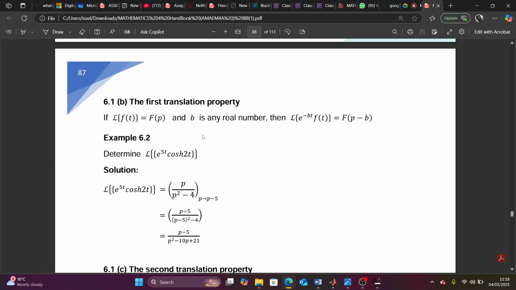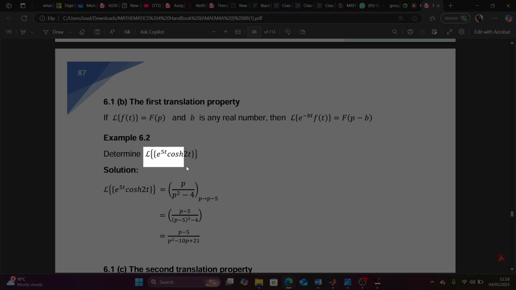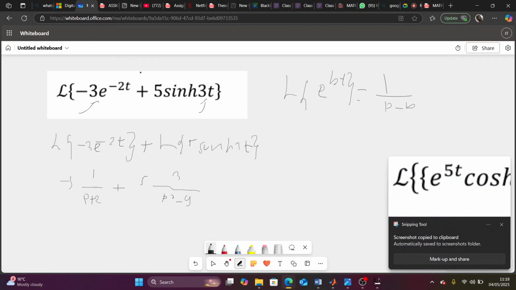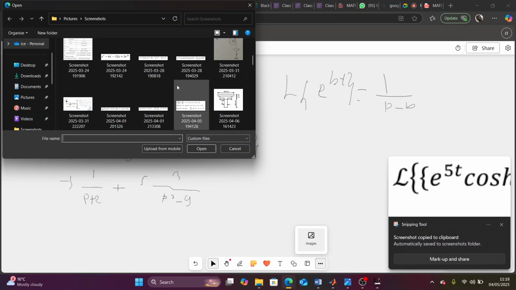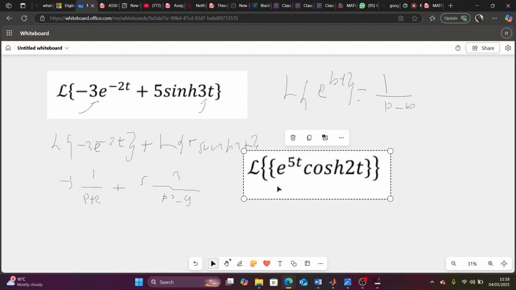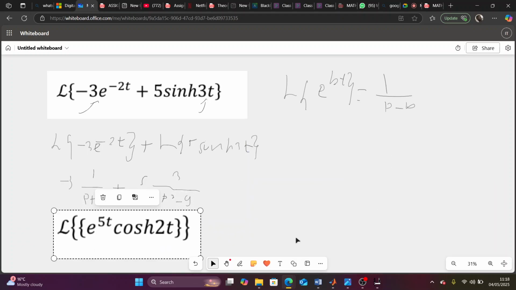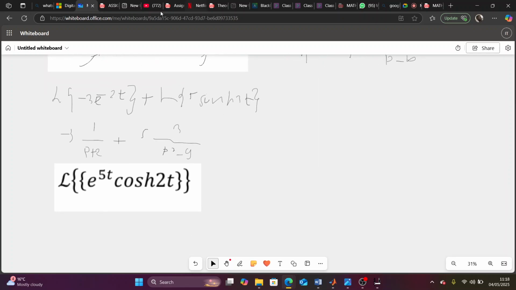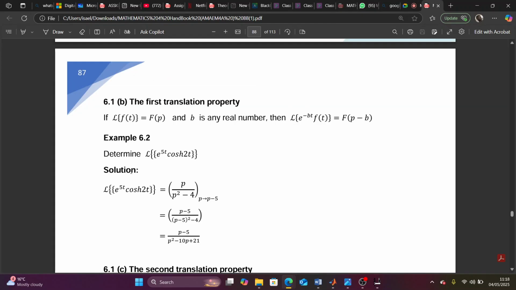Okay, now what is happening? I'm going to print it. I'm not going to write today. My phone is full of screenshots now. Okay, what are they saying, Mr. Trinichi, in this case? They are saying that the Laplace of f of t is equal to this, and b is a real number, then this is equal to F of p minus b.